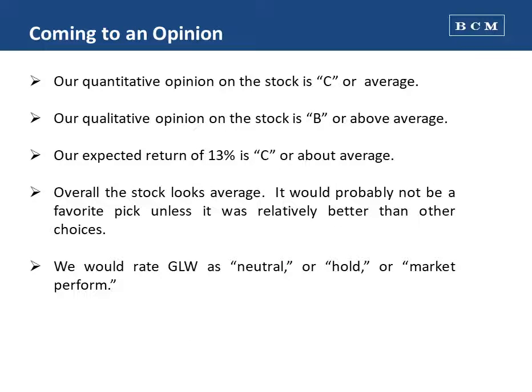Okay, fine. We're going to bring everything together and form an opinion. So we have a quantitative grade of C, a qualitative grade of B, and an expected return grade of C. So overall, taken together, I would have to rate Corning as pretty average. I would not consider it a compelling buy unless I really couldn't find anything else that was better. If this was the only thing that I could find that was half decent, then maybe I would say it's a good buy. But based on this alone, no.